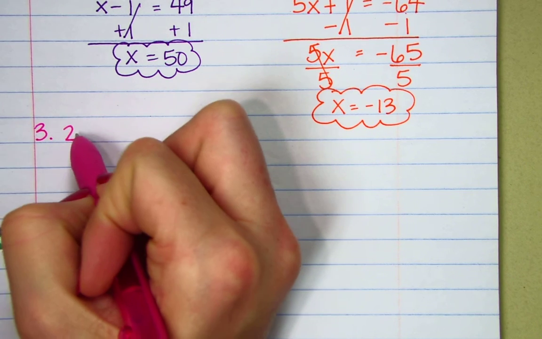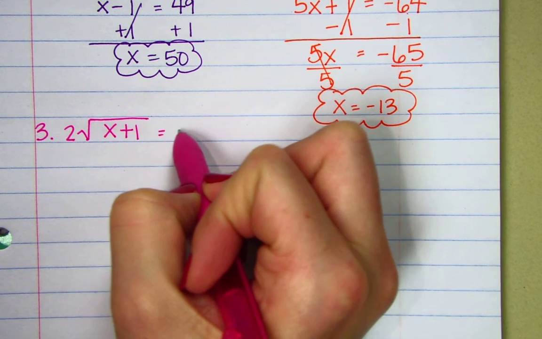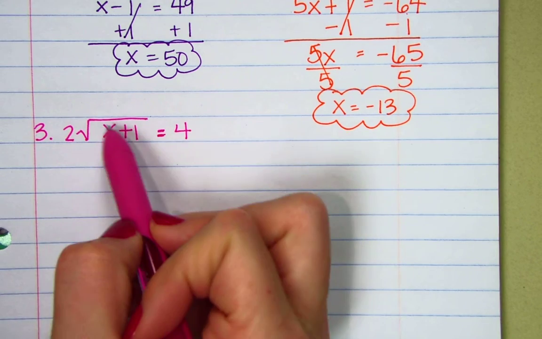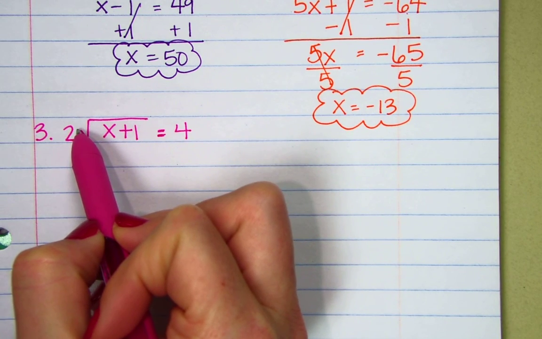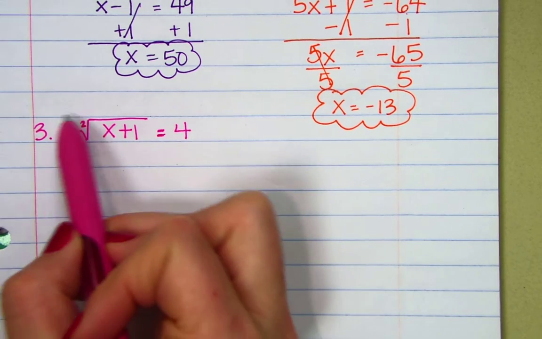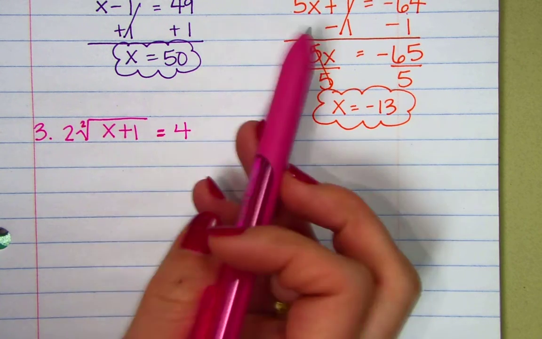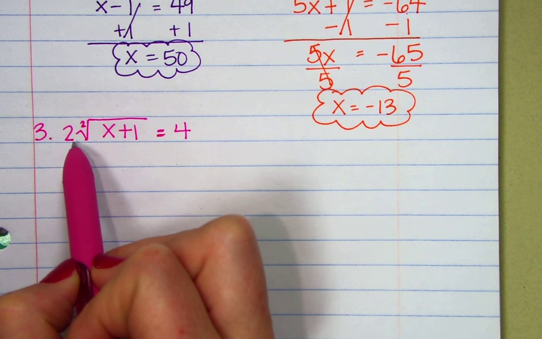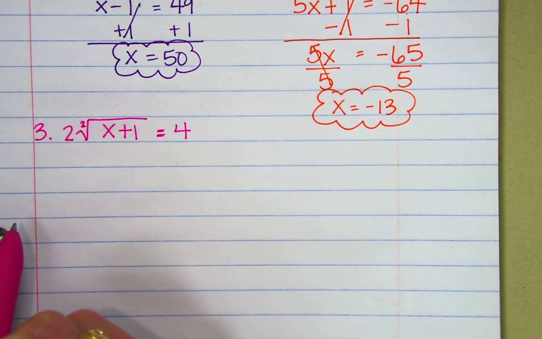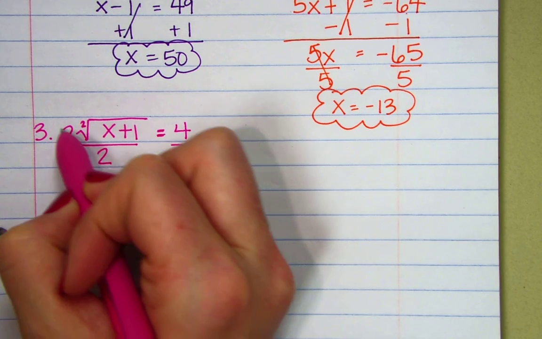2 radical x plus 1 equals 4. First of all, with this radical there's no number here. What does that mean that it is? A square root. That means that the n is 2. And if there's a 2 out front pressed up against it, that is multiplying times this. Like I said before, we're going to undo stuff on the outside before we undo what's on the inside. So this is 2 times the square root of x plus 1. In order to get rid of that 2, I'm going to divide both sides by 2.